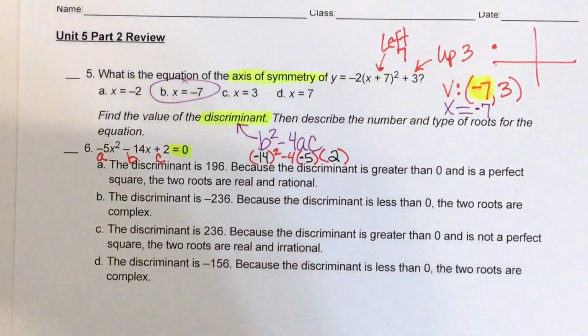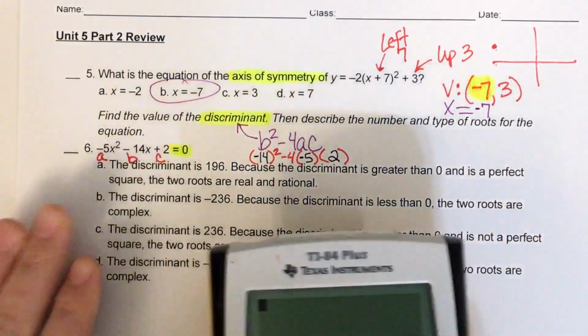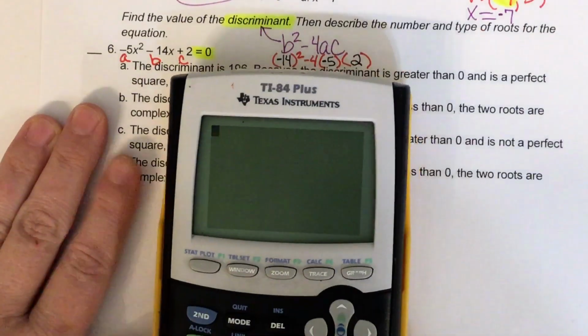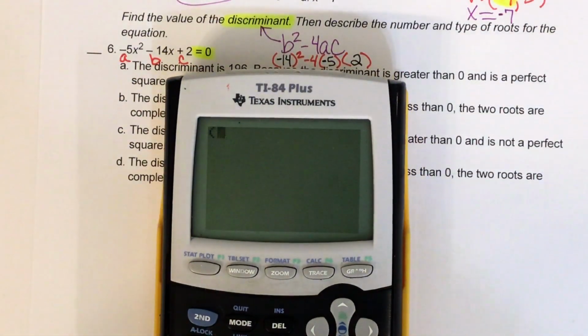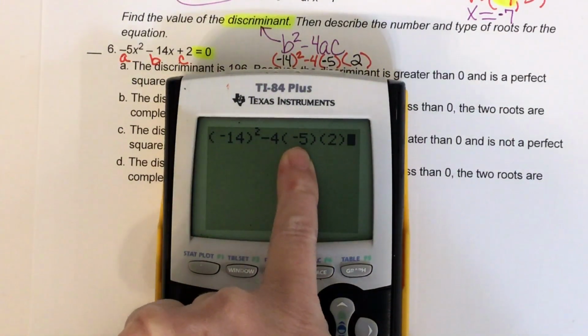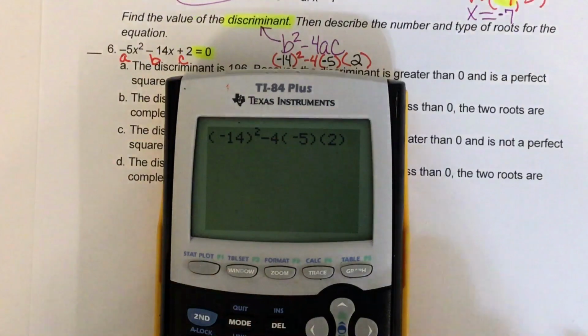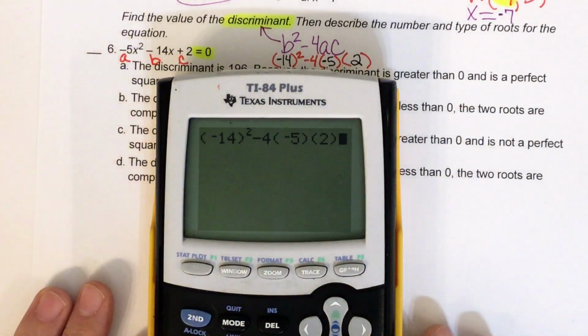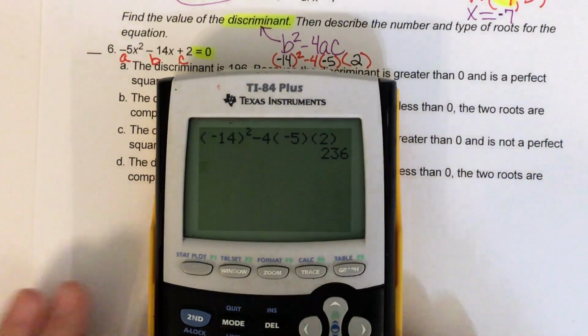Okay, I'm going to make the calculator do all this. So in my calculator, I'm going to type what I just wrote on my paper. So parenthesis, negative 14, close the parenthesis, squared, minus, this has to be a minus, 4 parentheses, negative 5, close it, parenthesis 2, close it. So this is a negative, but this is a minus. So make sure you get a minus there. And when I hit enter, I get 236.